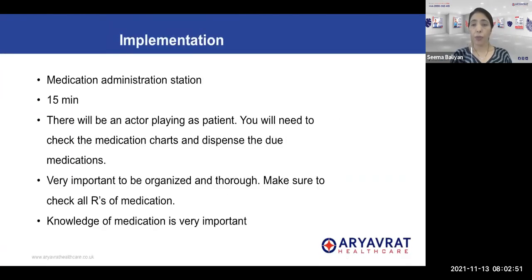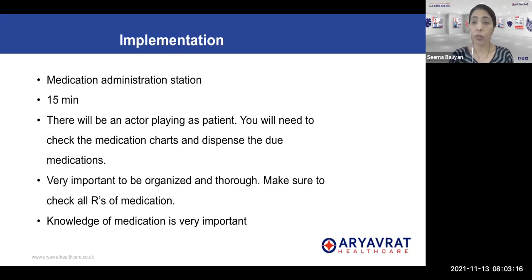Then we come to the implementation station. Implementation is the station where you are actually going to be giving the medication to the patient. In the patient's journey, you have already done the assessment and planned the care. Now it is time to actually dispense the medication to the patient. Majority of the time there is an actor who will be playing the patient. You will get 15 minutes to complete this station.